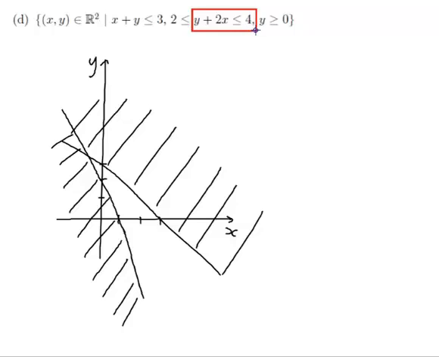There's the next one there. y plus 2x is less than or equal to 4. Well, we're going to have to draw that line because it's a new line. y plus 2x is equal to 4. Well, let's see. If y is equal to 0, we get 2x is equal to 4, so x must be equal to 2. So that's just here.